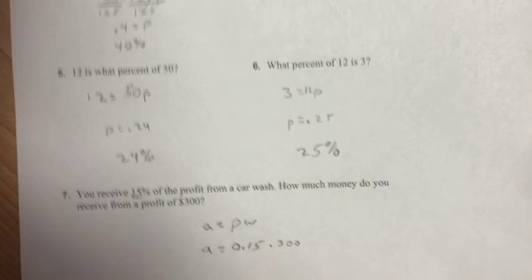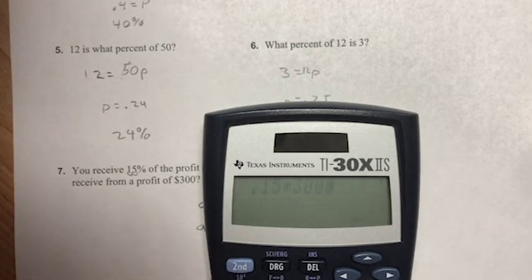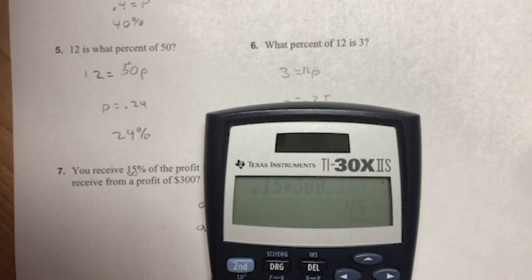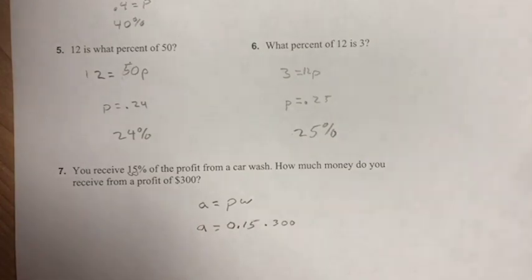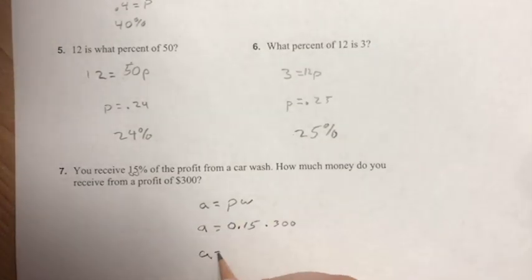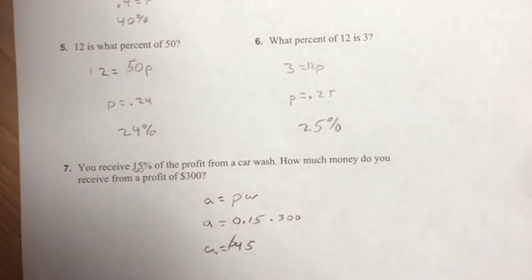So now that I have that, it's just a matter of plugging 0.15 times 300 into my calculator. And when I do, I get 45. So out of $300, you get 45 bucks. And that's it for this video. Pretty short one. I don't think it's too terribly difficult.